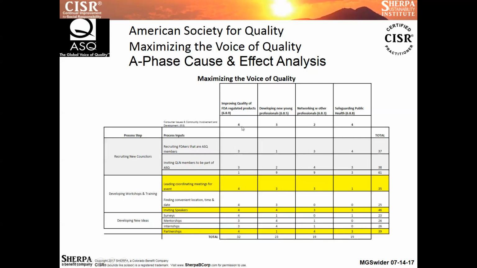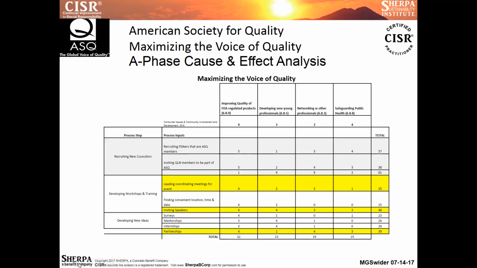I wanted to show you here that in the upper part, you have the results of improving the quality of FDA-regulated products, developing new young professionals, and networking with other professionals, and you want to see for every action, every cause, what kind of effect based on the numbers you assign. You can get here a total of how, in your eyes or your group's eyes, this will be translated metrically or quantitatively, if you give a quantitative number here. It makes the decision easier.